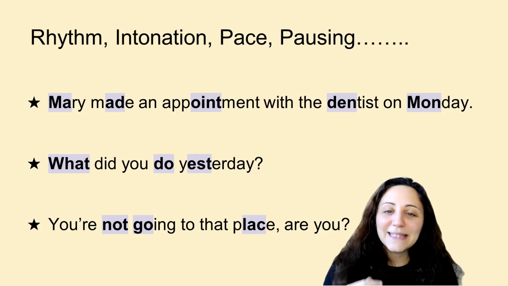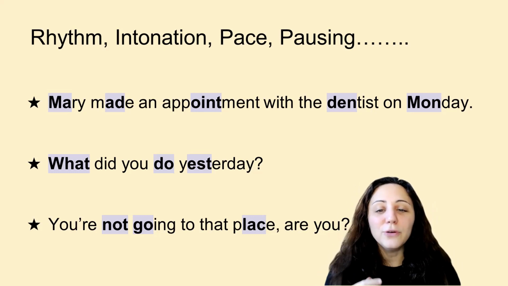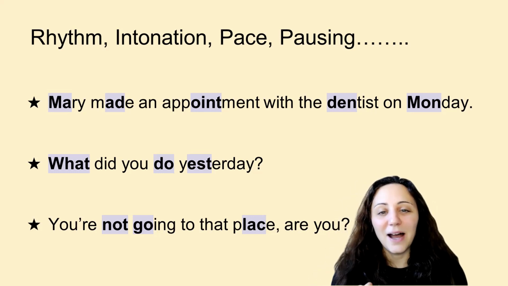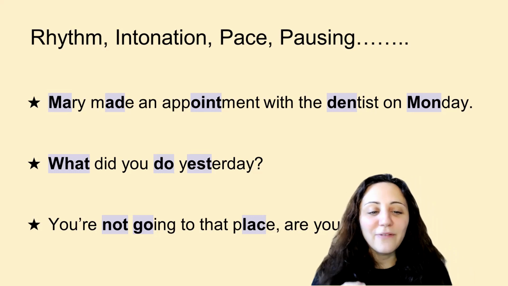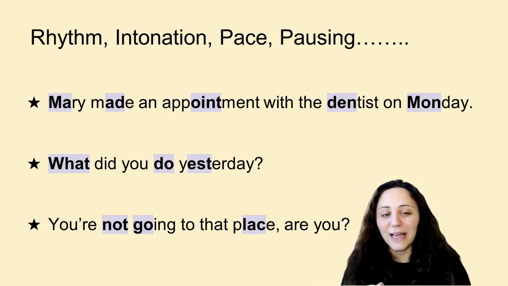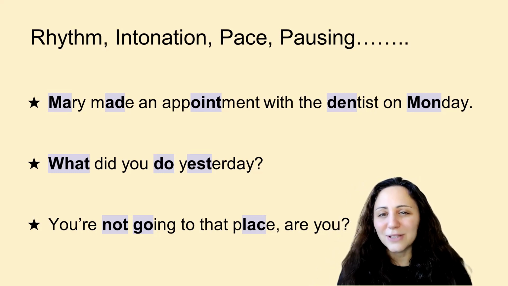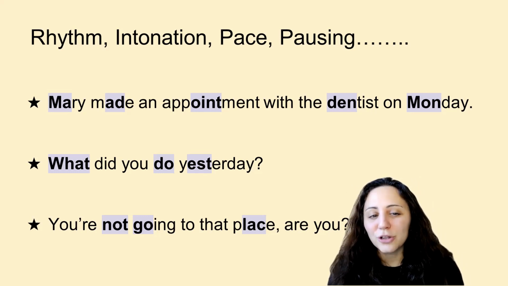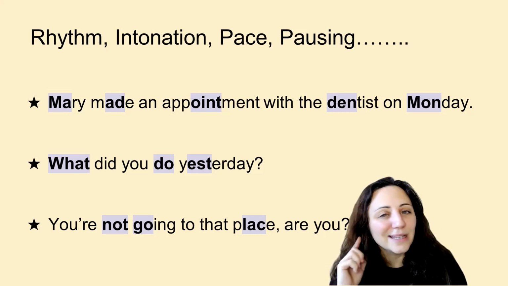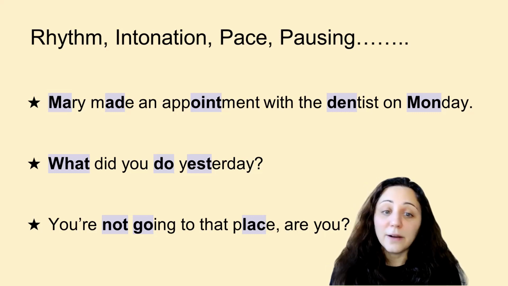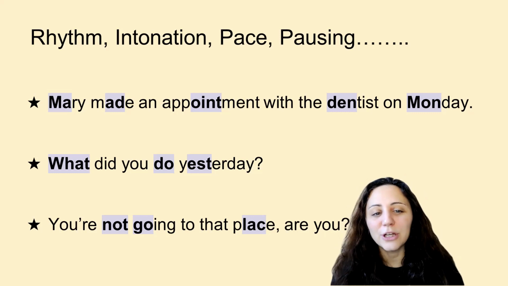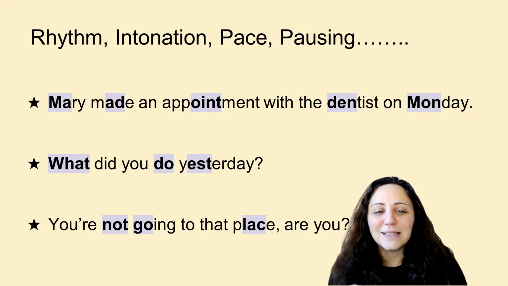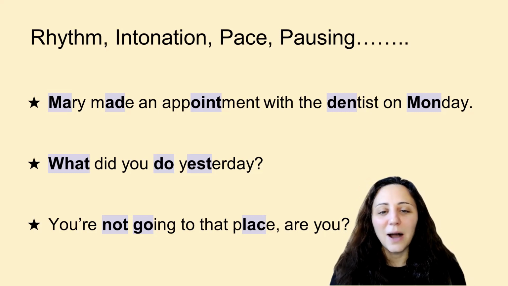Let's take a look at the second sentence. If you notice, what, do and yesterday are highlighted. And so if I were to say this naturally, I would say, what did you do yesterday? What did you do yesterday? And so a lot of English learners often don't hear the did. A lot of learners don't have did in their language. And so, what did you do yesterday? And did you is not so pronounced.